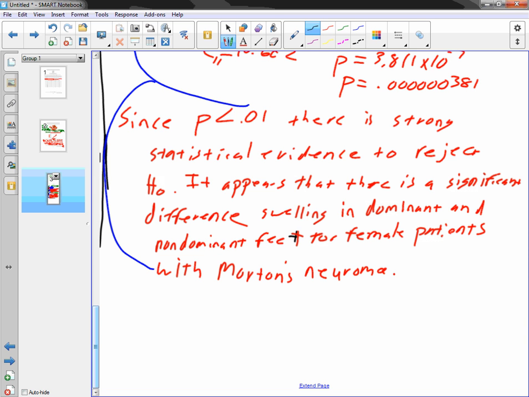All right, and now down to part D. So part D says the nerve swelling measurement is used to indicate whether a foot has Morton's neuroma.